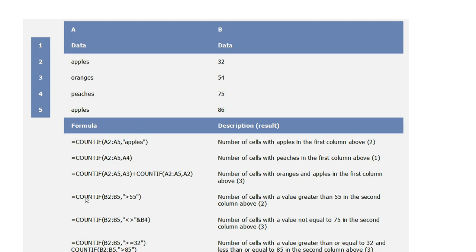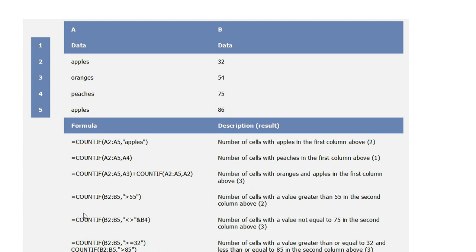Right. The next example is saying CountIf. What are we saying? Count the number of values that are greater than 55 in the range B2 up to B5. The values that are greater than 55. We do have 86, 1, 75, 2, and these two are not greater than 55. So the answer is 2.